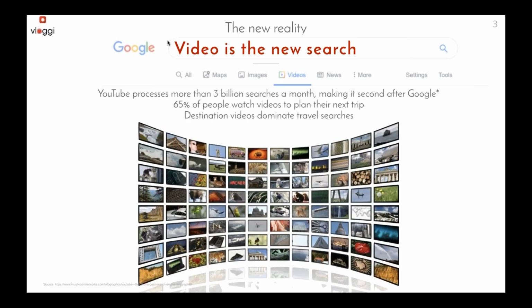And at the center of that is YouTube. There's over 3 billion searches a month, and it's very much focused on destination videos as opposed to a specific property. You seek the destination as opposed to seeking the hotel itself, okay?